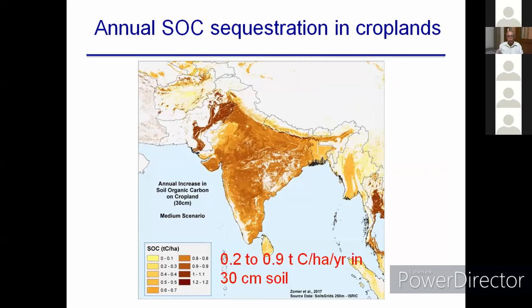And then they say low scenario, medium scenario, high scenario. They give an example for Indian soils using a medium scenario, which says that 0.2 to 0.9 tons of carbon per year in the 30 centimeter soil could be sequestered. If you go to the high scenario, the numbers sometimes double up. So that means you have to be realistic, and then you correlate with what you actually see in your field conditions. So our agronomic research would validate this or not.